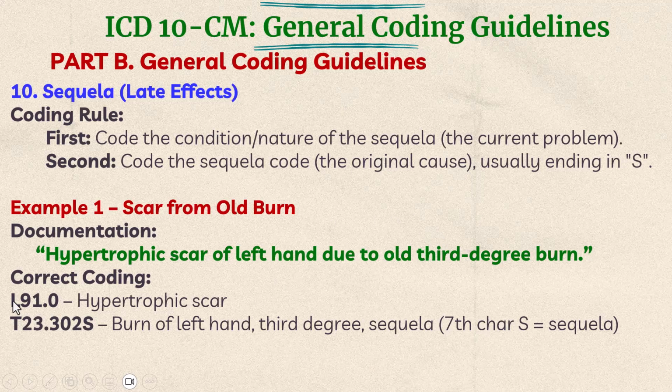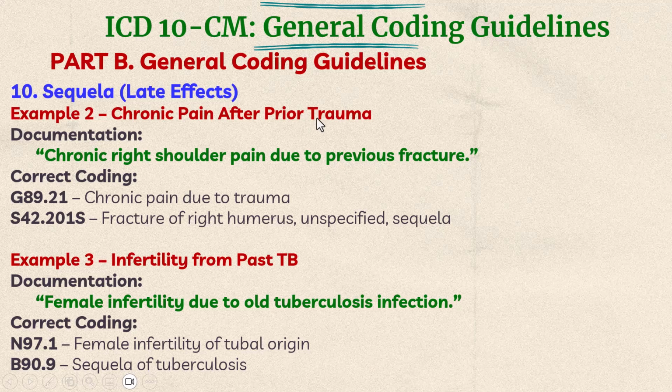So the correct coding will be L91.0, that is hypertrophic scar, and T23.302S, that is burn of left hand third degree, sequela. So the S is for sequela. Example 2, chronic pain after prior trauma. The documentation says chronic right shoulder pain due to previous fracture.